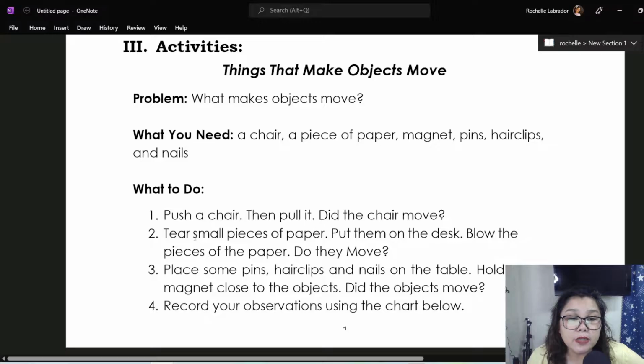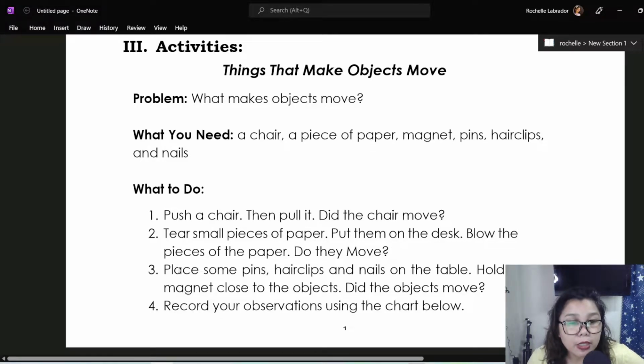Then second activity, using pieces of paper. You can tear or cut them into smaller pieces. So here, small pieces of paper, put them on the desk. So blow the pieces of the paper. Do they move?